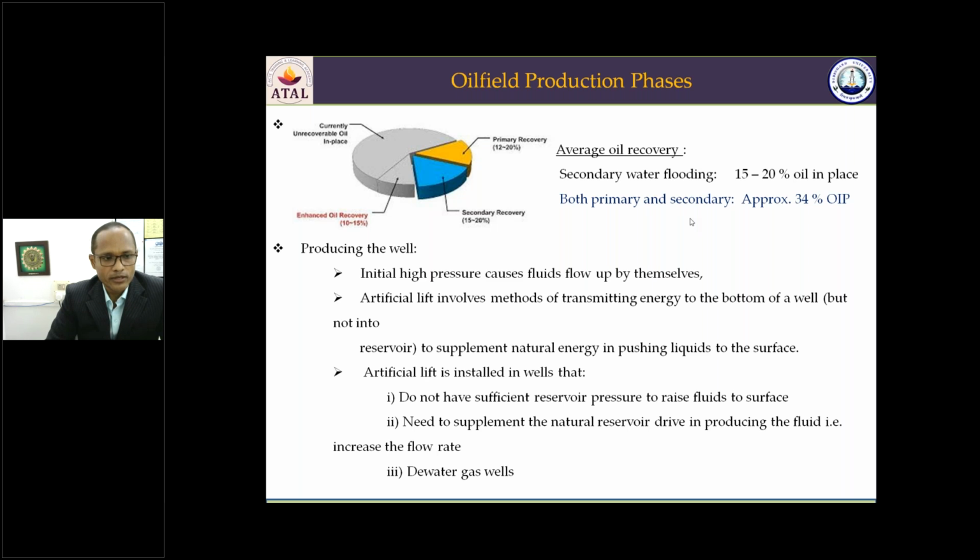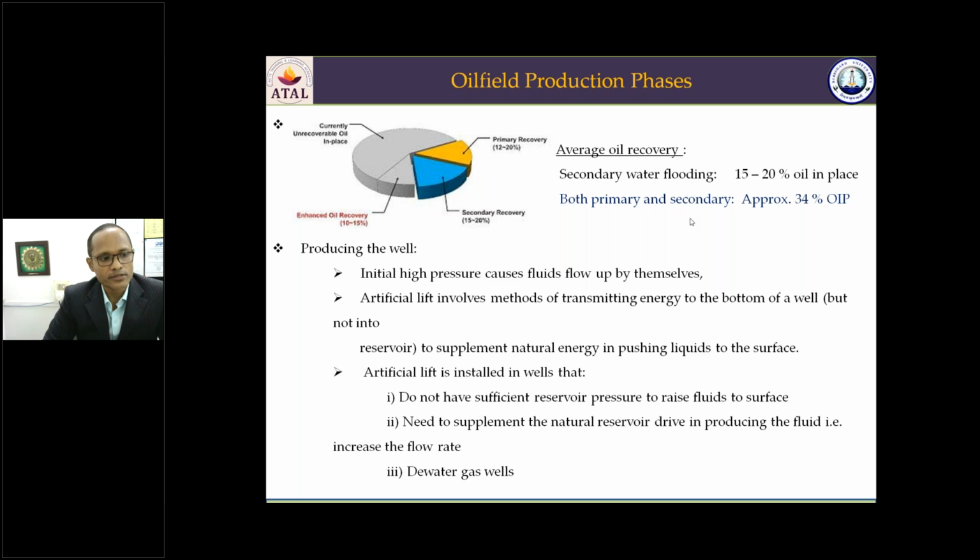Now, how do we produce the well? As I told you, the fluids can come up to the surface on their own, or we can help the reservoir energy. Those methods that use or assist the natural energy of the reservoir in producing the fluid are known as the artificial lift methods. The artificial lift methods involve injecting energy to the bottom of the well. To the bottom of the well, some kind of energy is injected. We are never injecting the energy into the reservoir, but we are injecting into the bottom of the well. And this is done in order to supplement the natural energy. We are helping the natural energy to produce the fluid.